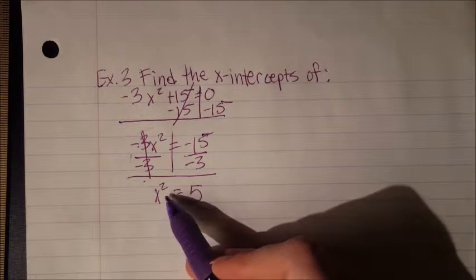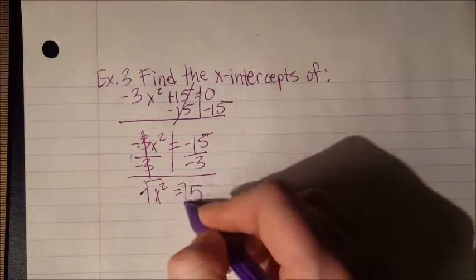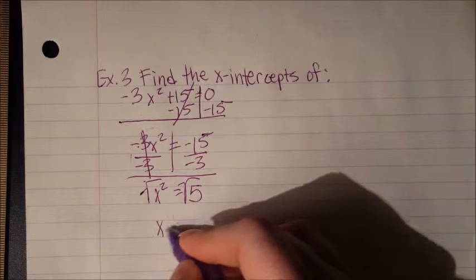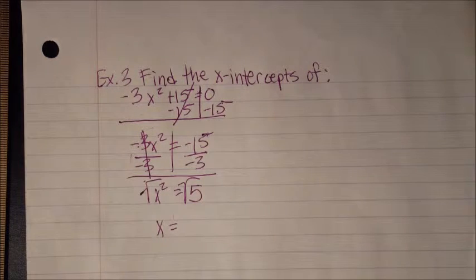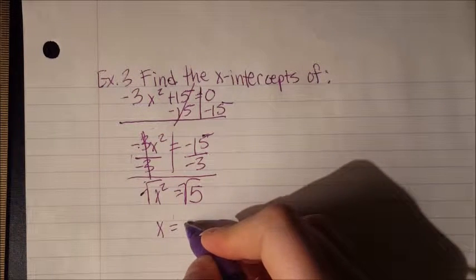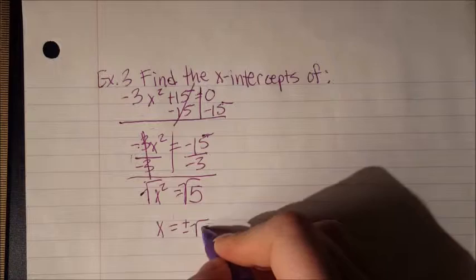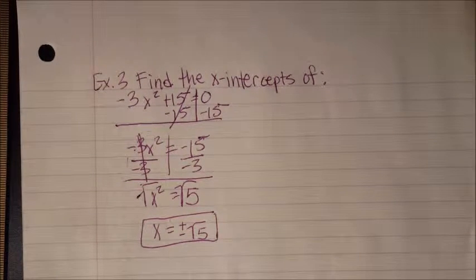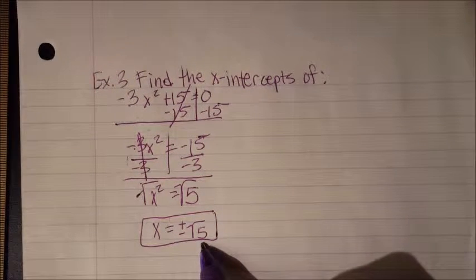Okay, the inverse of squaring is we take the square root. Now the square root of 5 is not a pretty number. So if you're asked for an exact answer and you weren't given directions to round, we would just leave it as plus or minus square root 5. Unless there's directions given to you of how to round, you need to leave it in exact form.